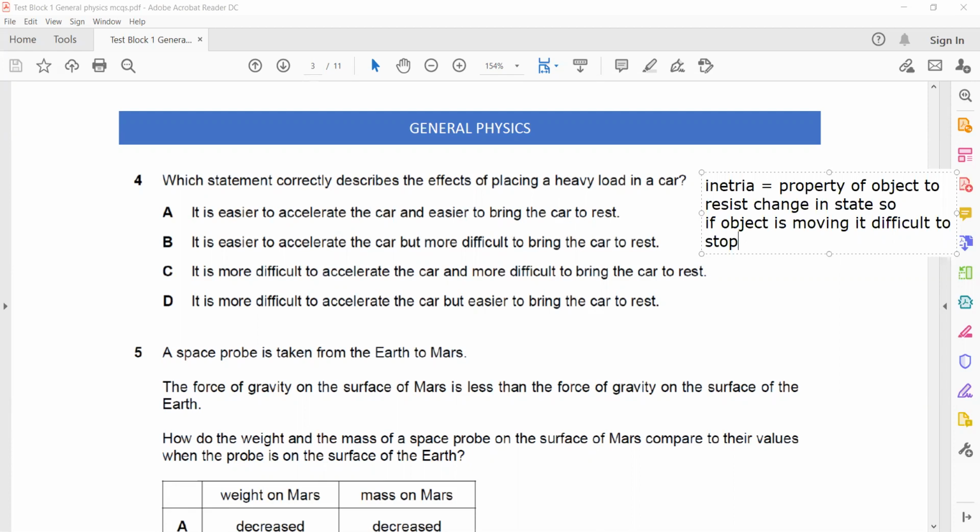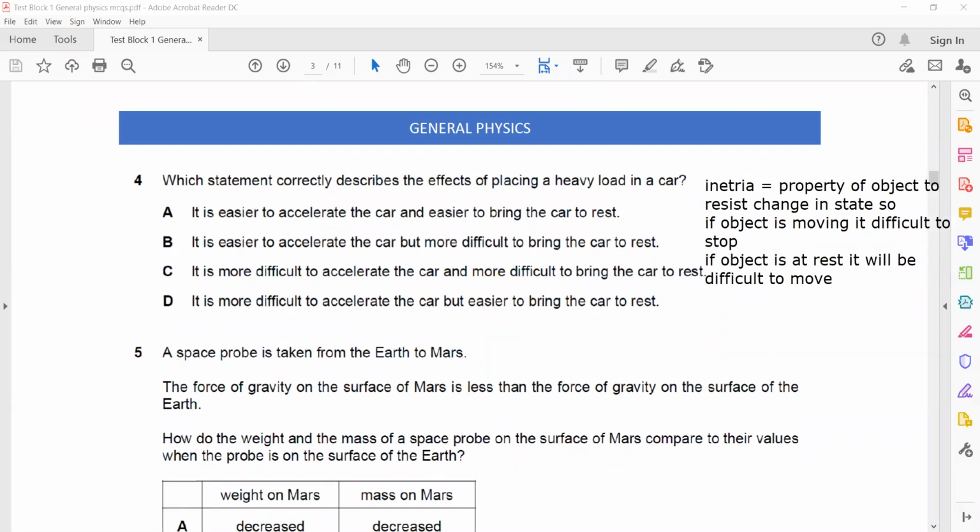Same as if the object is at rest, it will be difficult to move it. And why is this there? Because of a property which we call inertia.